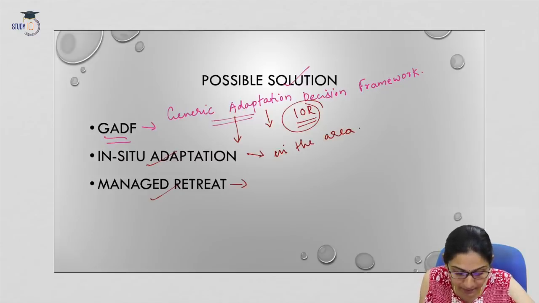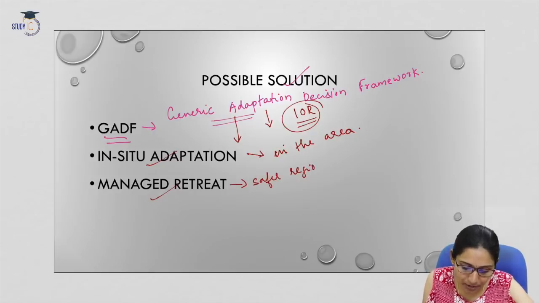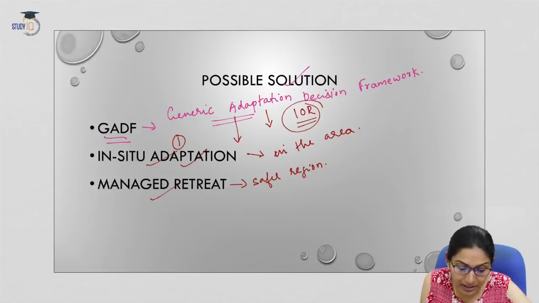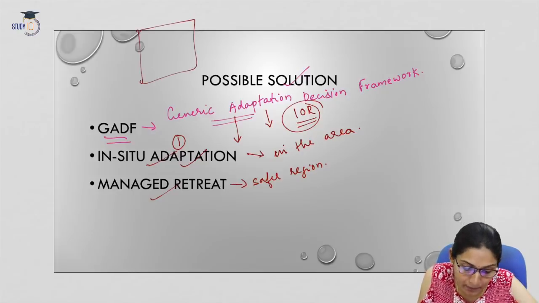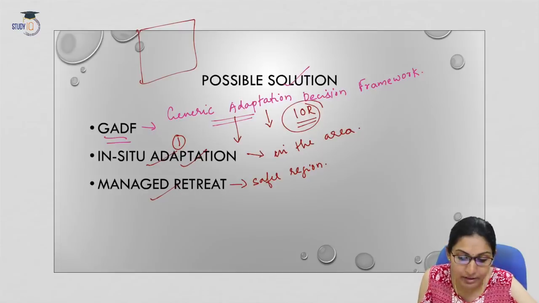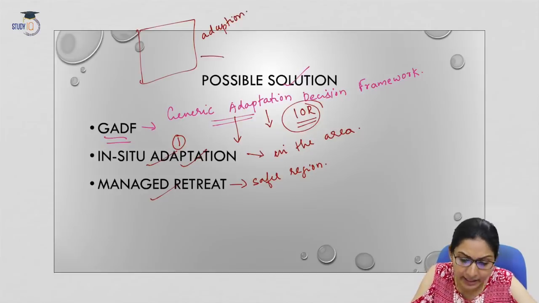Now, what is meant by managed retreat? Managed retreat means movement to safer regions. So these are the two choices. The first choice is adaptation in-situ, or within the vulnerable region. Let us take an example to understand it better. Suppose a place is highly vulnerable to certain disasters or certain climate change impacts, then the adaptation can be adopted within the area itself.